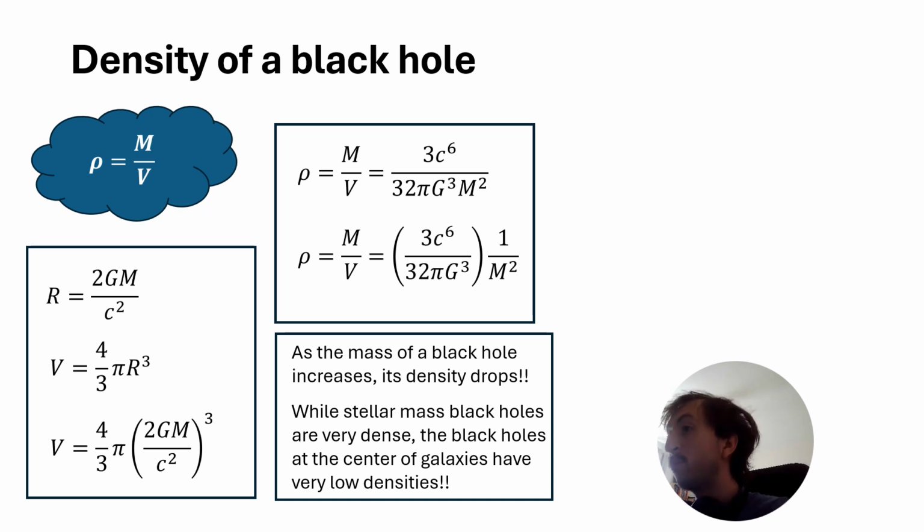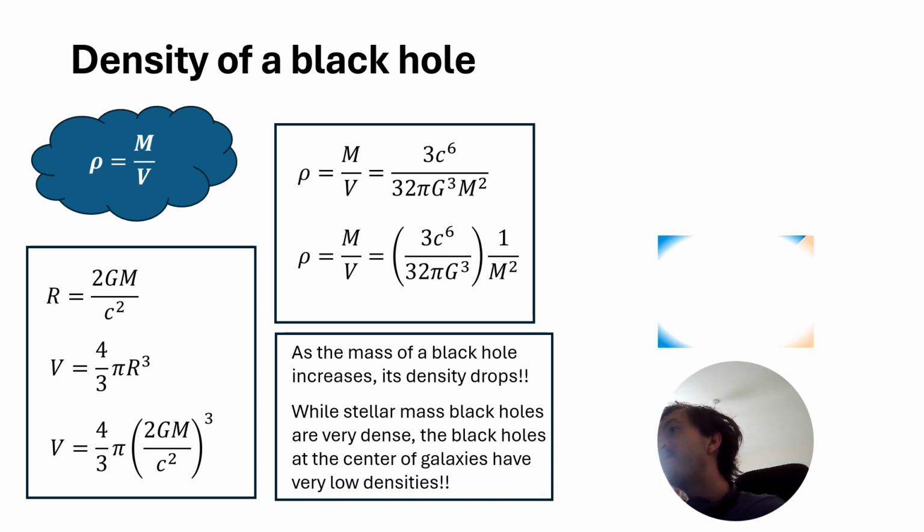But for really heavy black holes, really massive black holes, like those at the centre of galaxies, their densities are actually pretty small, at least compared to stellar mass black holes. And I was curious, in our universe, what's the black hole with the smallest density? Well, that would be the black hole that we know of with the largest mass.